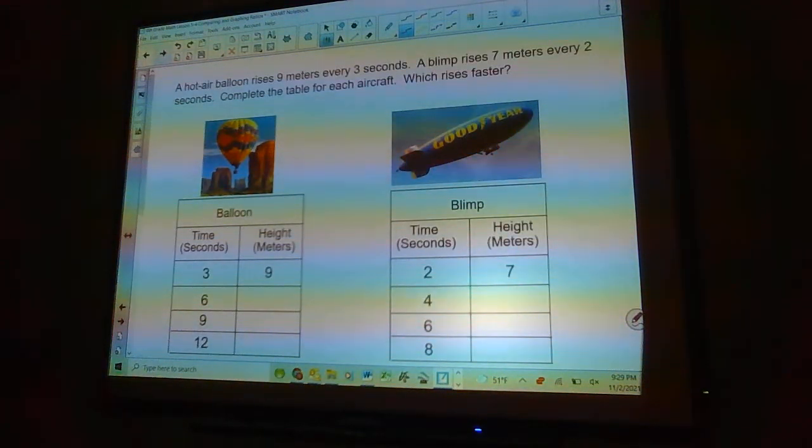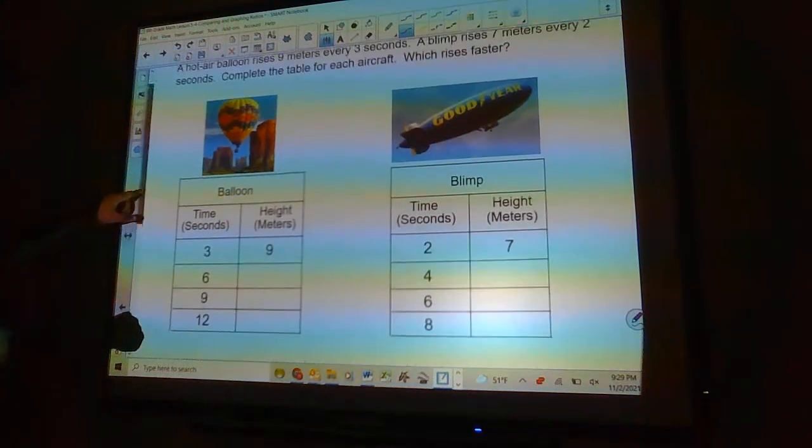Okay, so here we have a hot air balloon that rises 9 meters every 3 seconds. A blimp rises 7 meters every 2 seconds. Complete the table for each aircraft. Which one rises faster?